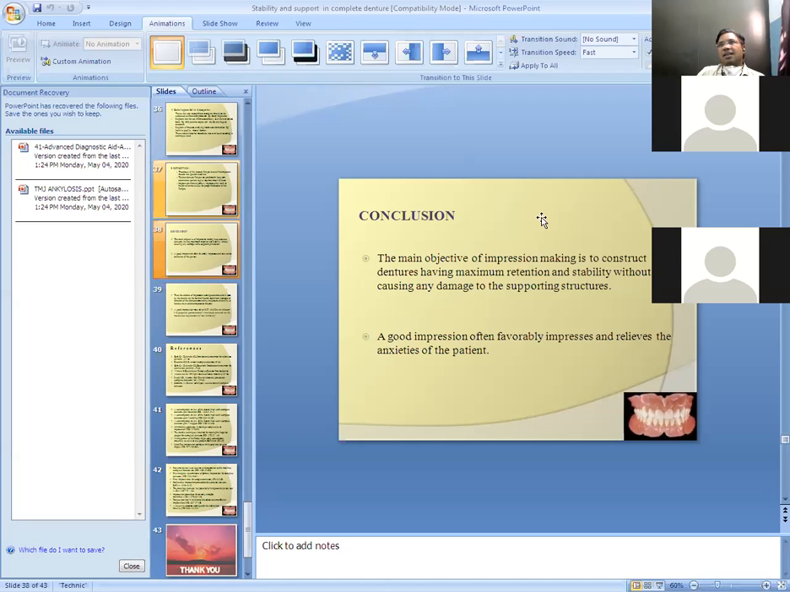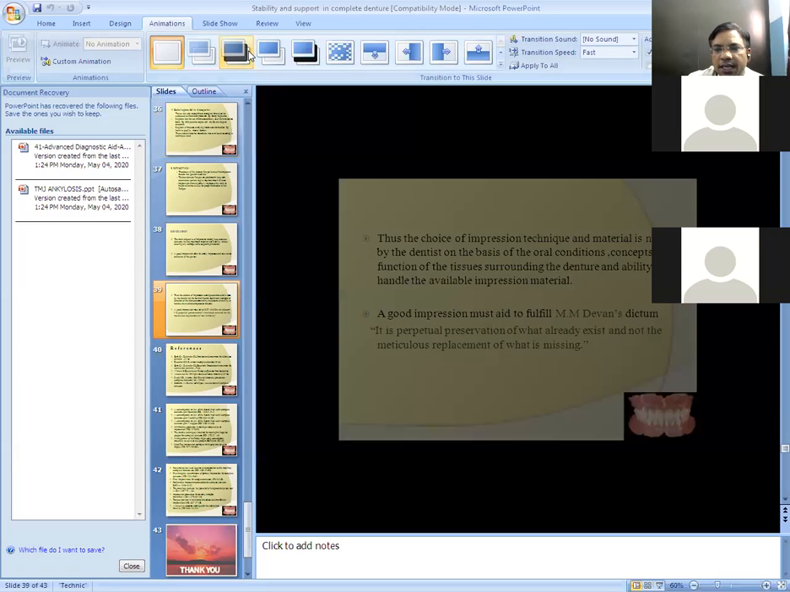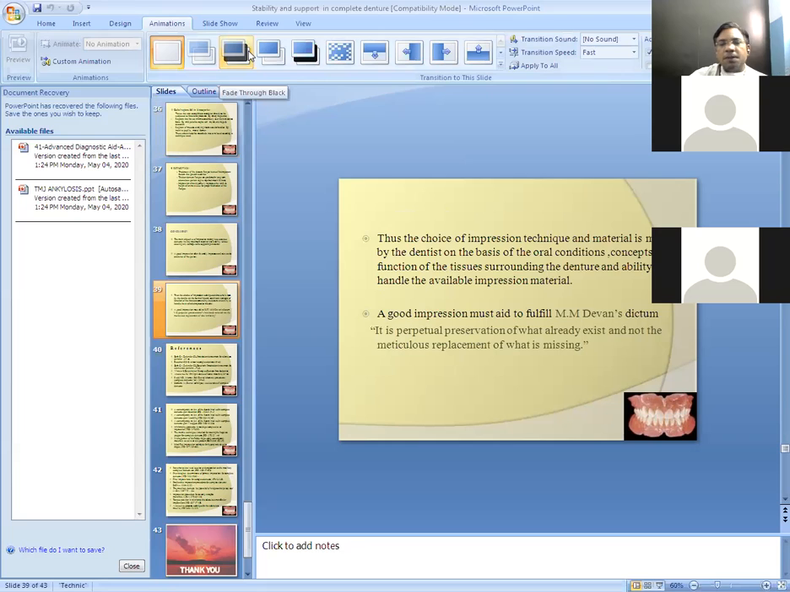That will affect your successful denture. So remember friends, these four, five factors are very, very important for your denture fabrication. So, conclusion: the main objective of impression is to construct a denture with maximum retention and stability without causing damaging effect to the supporting structure. A good impression can favorably impress and reduce the anxiety of the patients and give confidence to the dentist. The choice of impression technique and material is made by the dentist on the basis of oral condition, concept of function of tissues, the surrounding tissue, and ability to handle the available impression material.